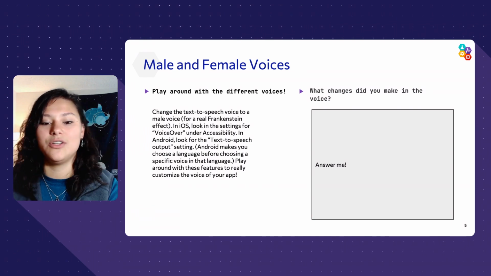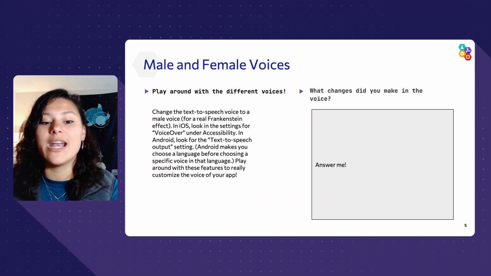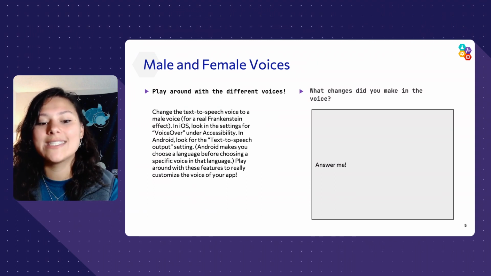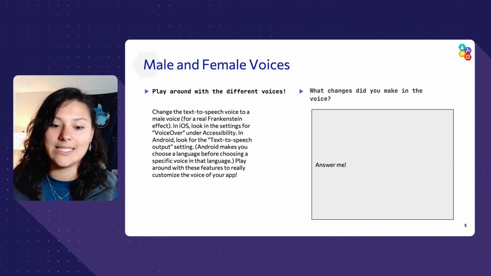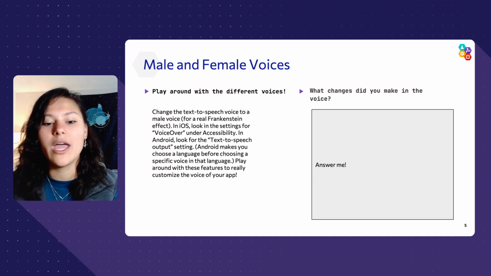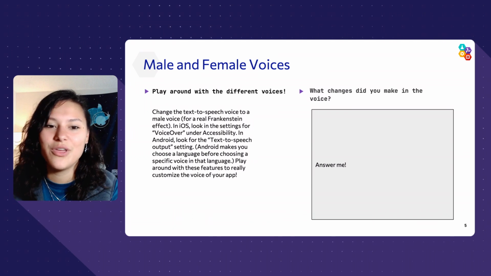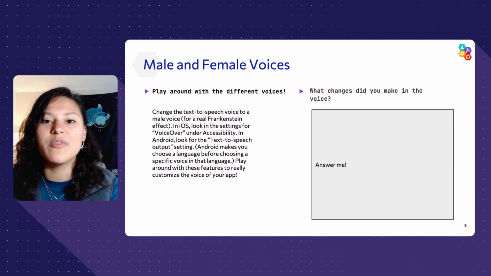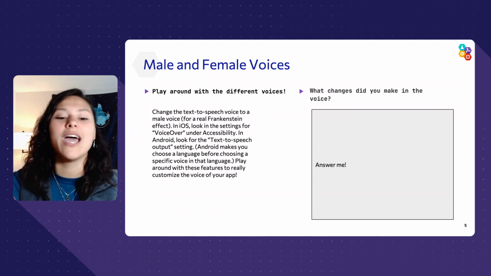And in iOS, you're going to look in the settings for voiceover under accessibility. And then in Android, you're going to look for text-to-speech output in the settings. It's kind of different just because of the compatibilities with Android and iOS, but play around with these features, see if you can change the type of voice that's reading out all your text.